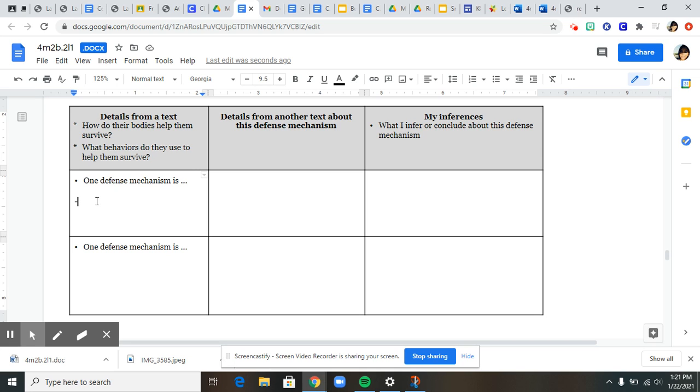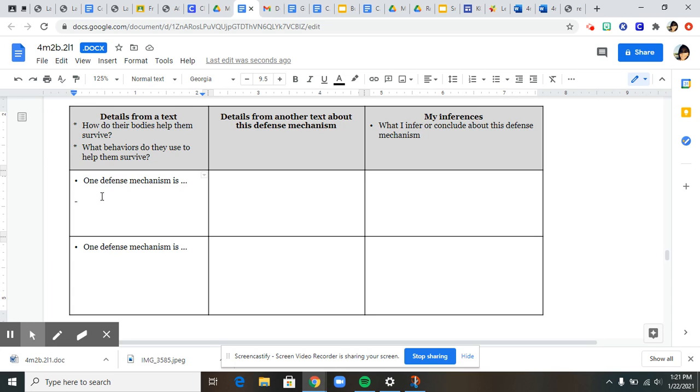Hello, today I'm going to show you how to complete your guiding question reflection graphic organizer that you'll be completing in your Nearpod. So right here we're looking for details from a text. How do their bodies help them survive? What behaviors did they use to help them survive?